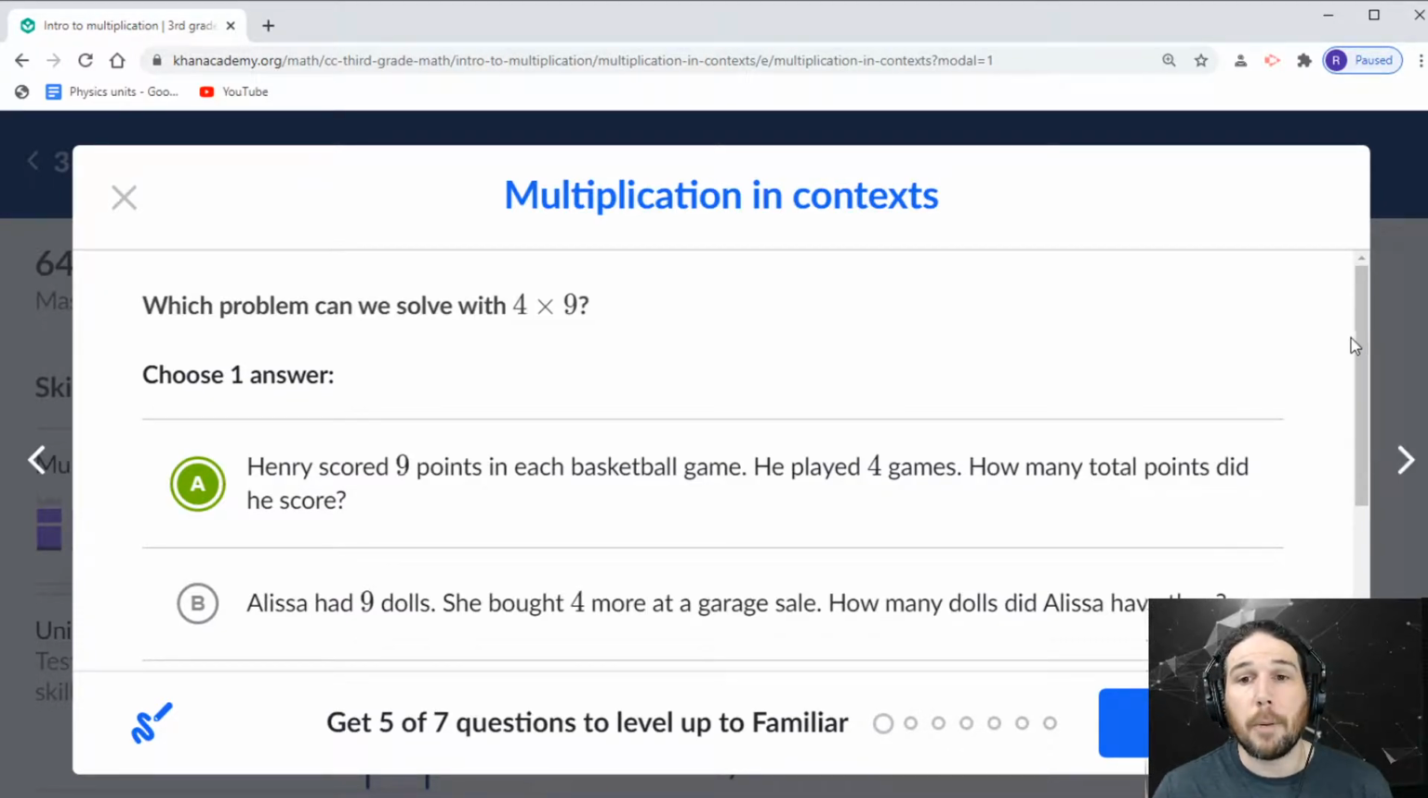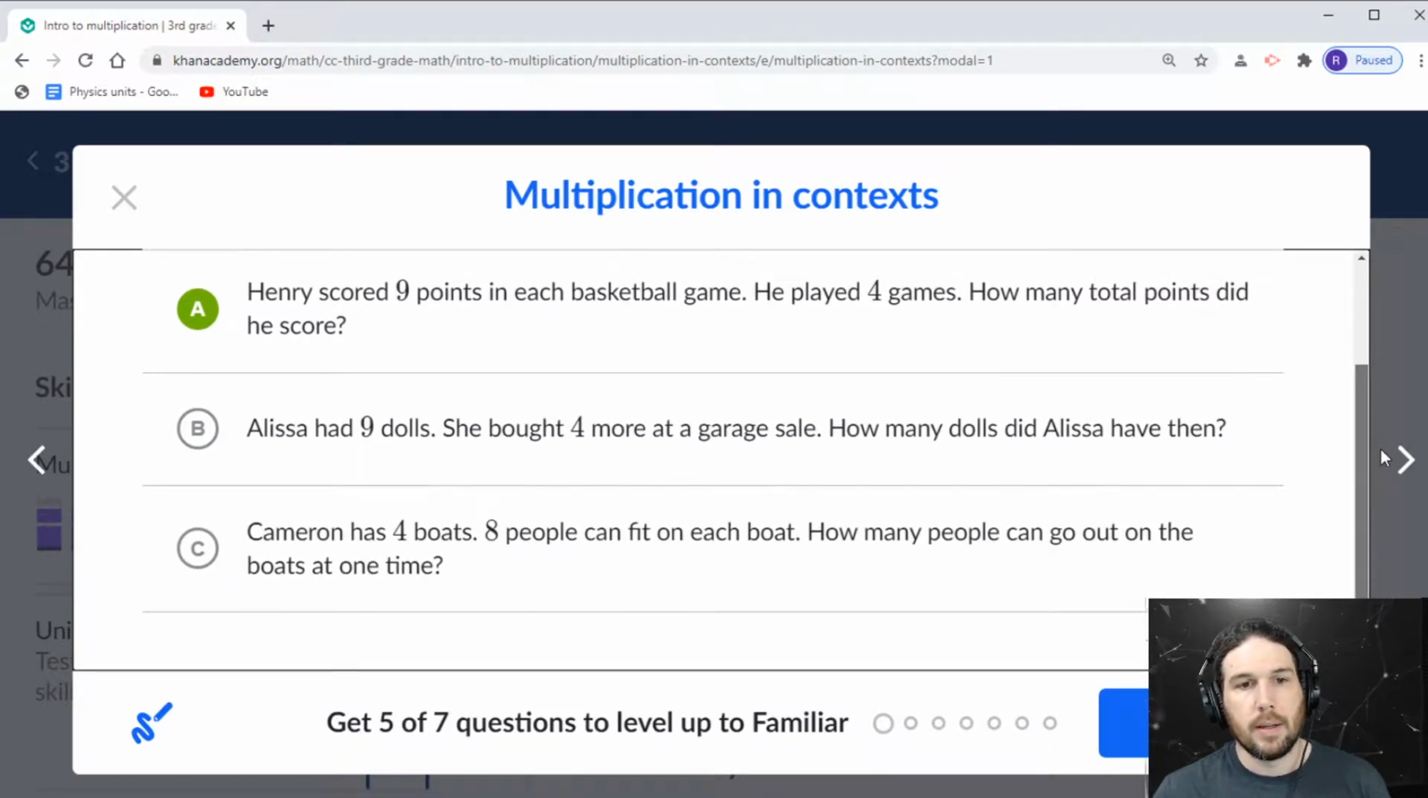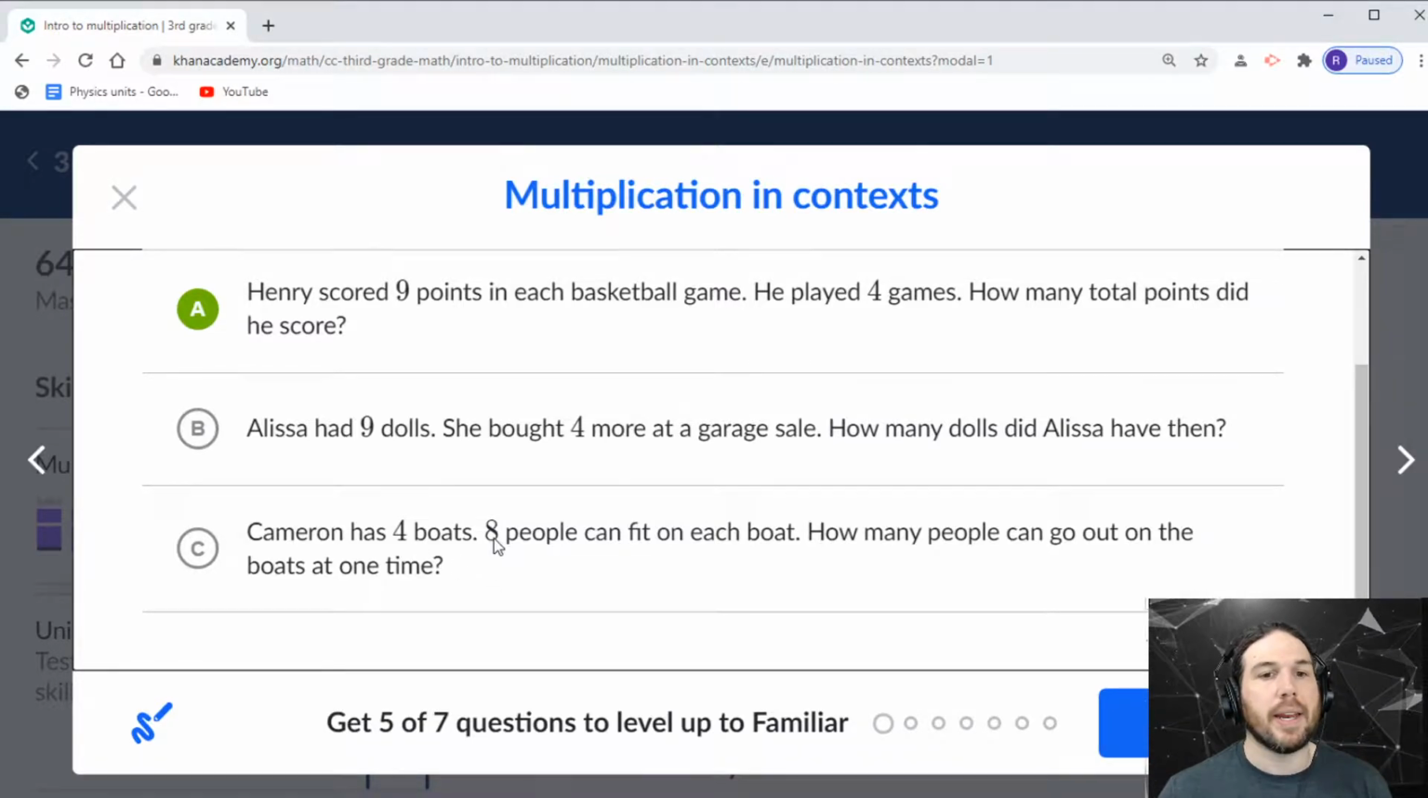Whereas this part B, Alyssa has 9 dolls. She bought 4 more. That's 9 plus 4, not 9 times 4. Cameron has 4 boats. 8 people can fit on each boat. If this was a 9, this would actually be correct, but it's not. It's an 8, so the only one is A.